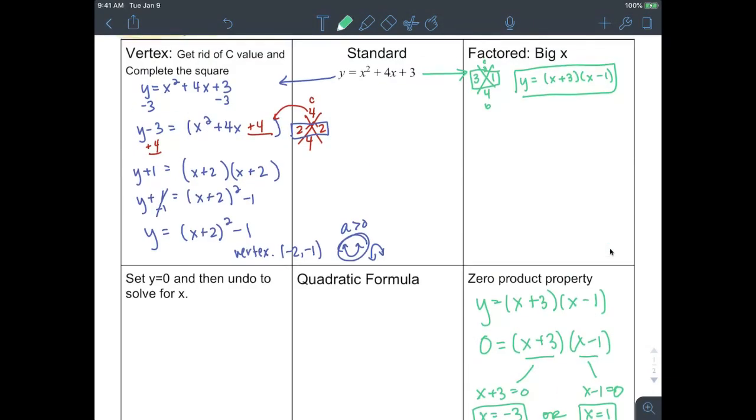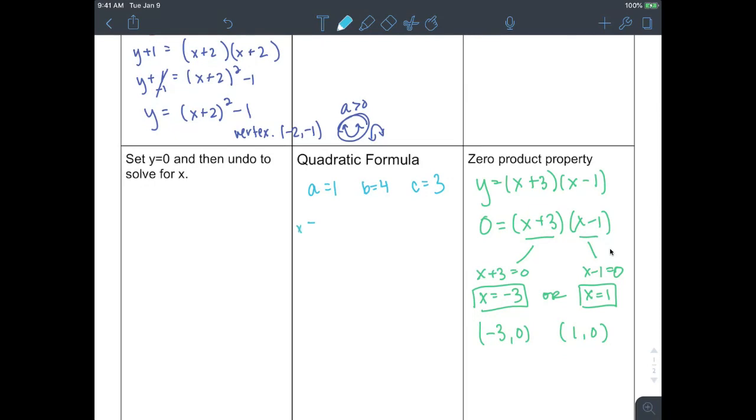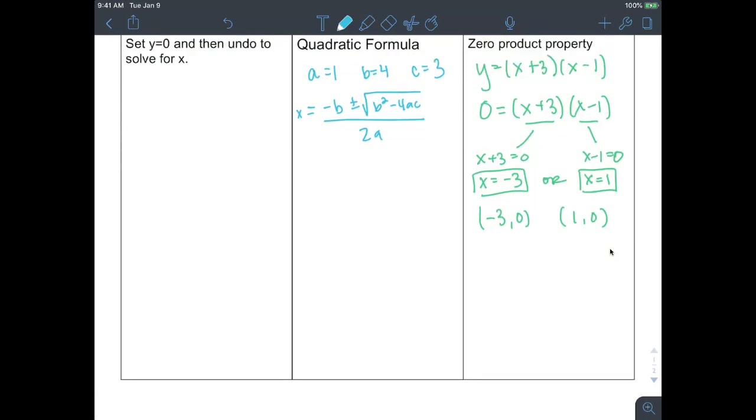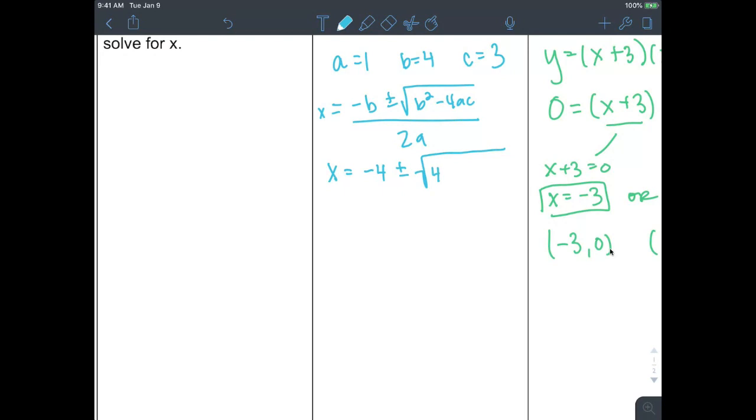Okay, let's go ahead and tackle the quadratic formula. So I have my a value is equal to 1, my b value is equal to 4, and my c value is equal to 3. So we get x equals negative b plus or minus the square root of b squared minus 4ac all over 2a. You can sing the song if you want. Okay, so we get x equals negative b is -4 plus or minus the square root of 4 squared minus 4 times 1 times 3 all over 2 times 1.